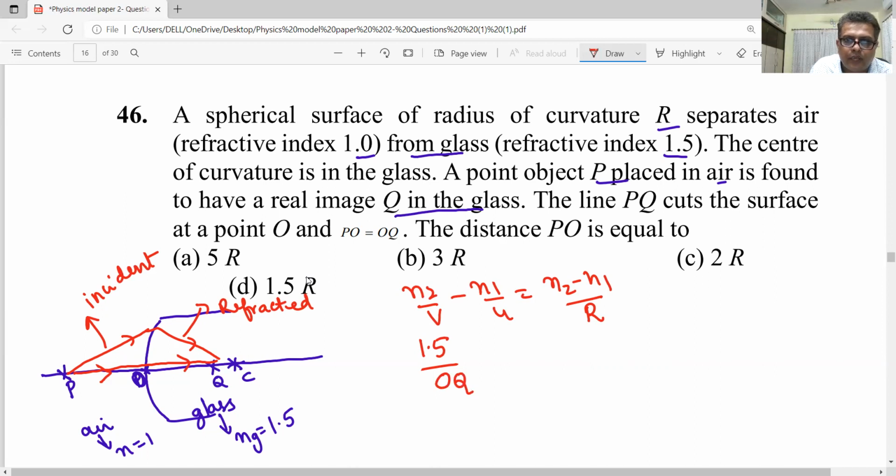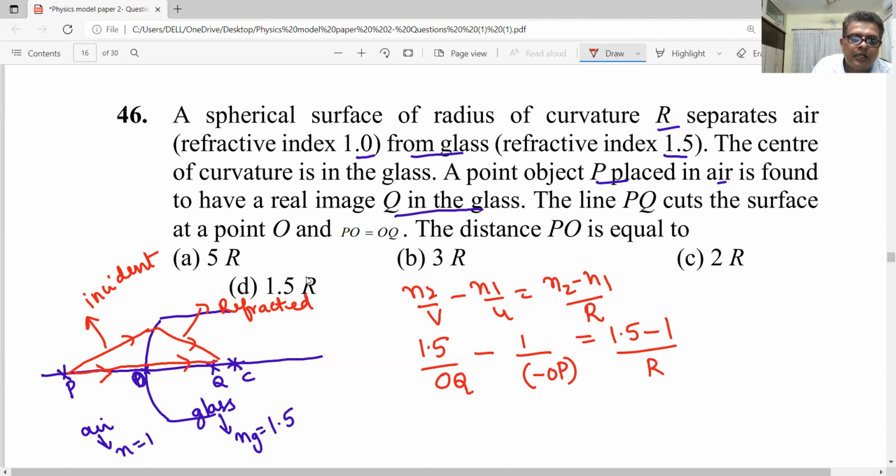OQ, right? Okay, minus N1 is equal to... N1 is equal to the refractive index of the object space. Where do you find incident rays? Here, the object distance is OP, but it has to be minus OP. So the left side is 1.5 minus 1 divided by capital R.